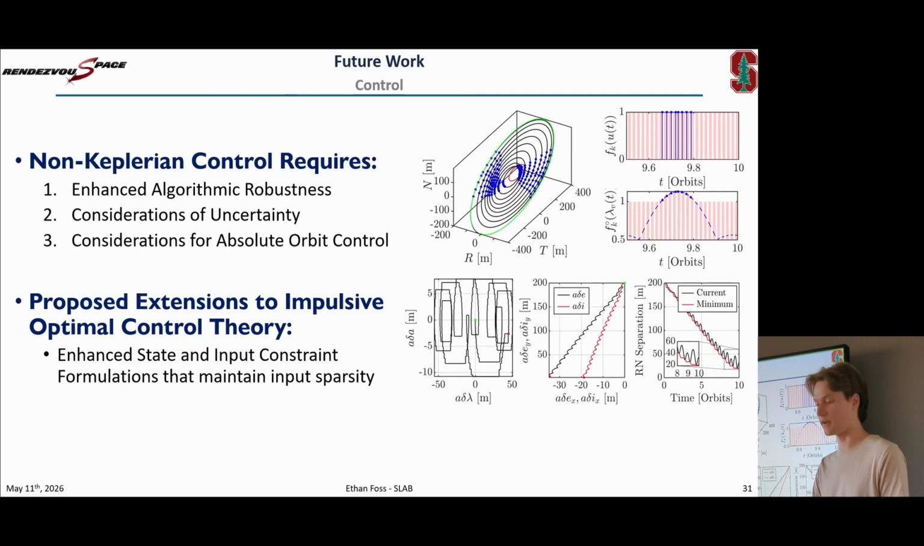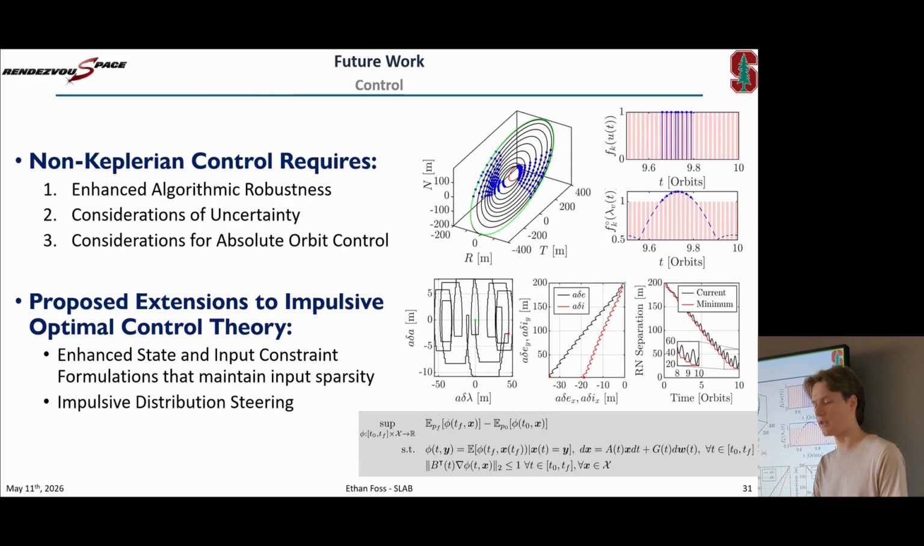So these are some results that I'll be presenting at the American Control Conference later this month. But basically what we show is that there are different formulations for input and state constraints that can maintain sparsity of the control input. And so this is sort of a theoretical insight that has been overlooked so far. And the last thing I'll mention is we would like to extend these ideas to the impulsive distribution steering setting. Instead of just commanding an initial or final state, we want to command an initial and final distribution. So in this slide, we've made some theoretical connections to optimal transport that we hope to seek further.